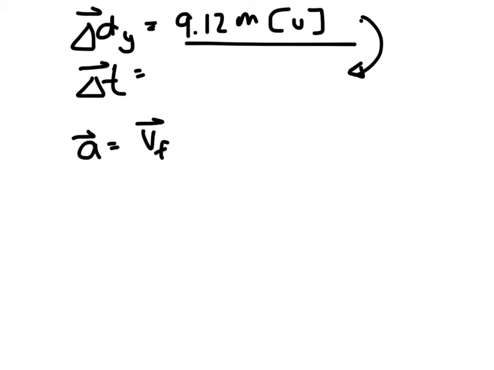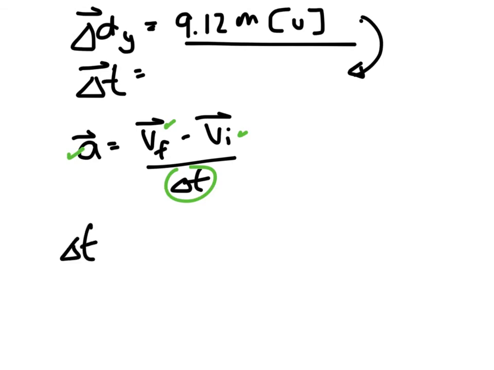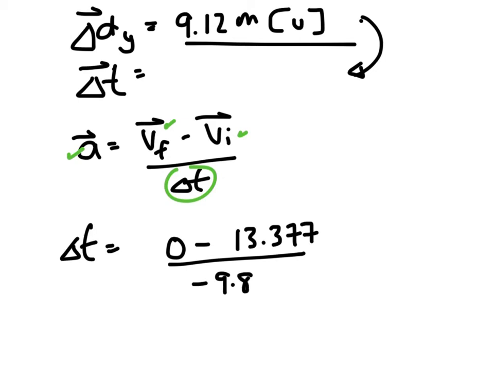a equals vf minus vi over delta t. And in our case, we know all of these values here. We know negative 9.81, the final velocity is 0, the initial velocity is what we calculated, and so we can actually solve for t. So let's rearrange that and do that. Delta t equals, we're going to have 0 for final velocity minus 13.377, all divided by acceleration, which is negative 9.81.